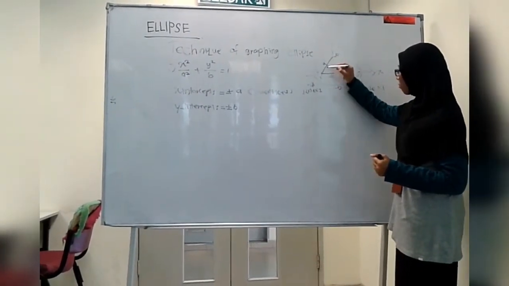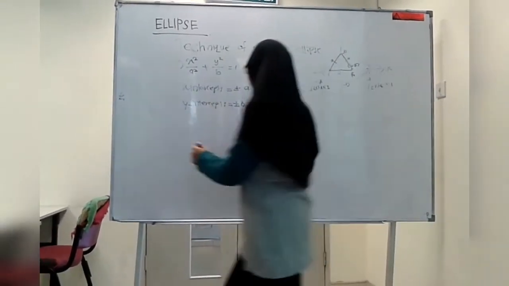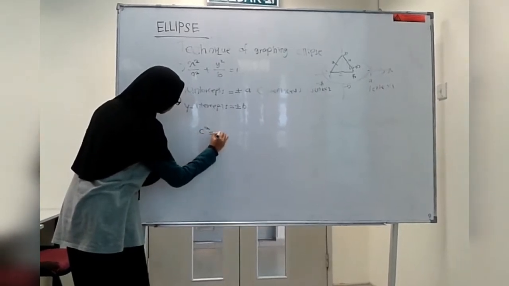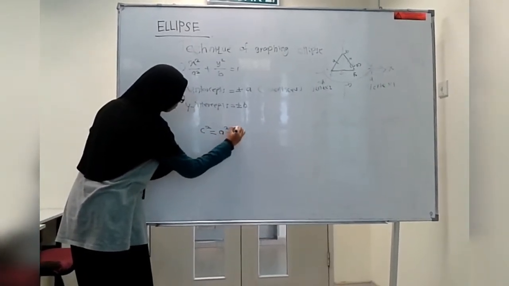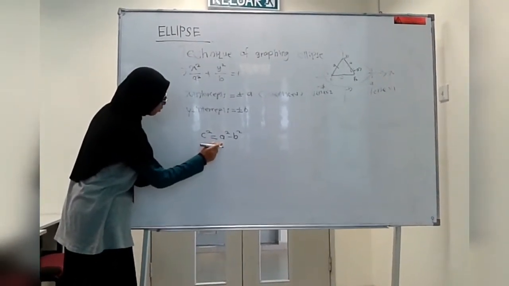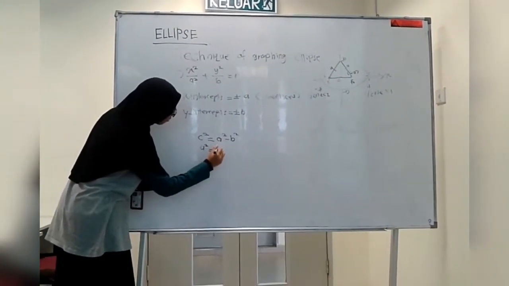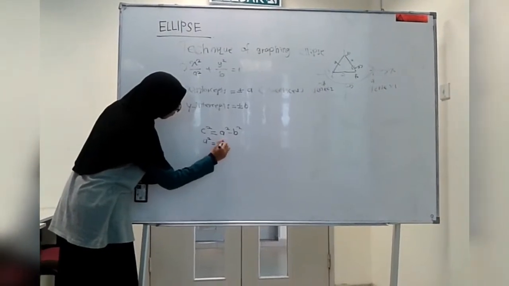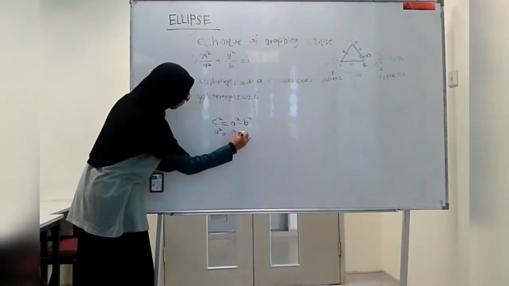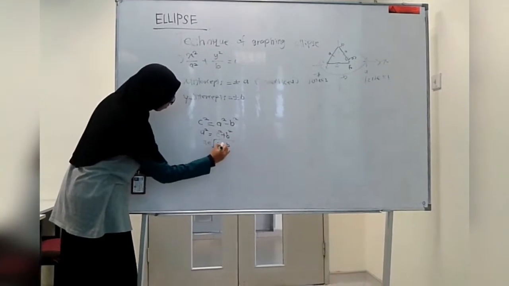To find a, we can calculate using the Pythagorean theorem. c squared equals a squared minus b squared, and then we modify this equation until we get a squared equals c squared plus b squared, and then a equals the square root of c squared plus b squared.